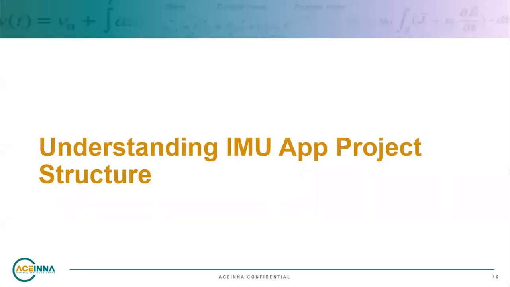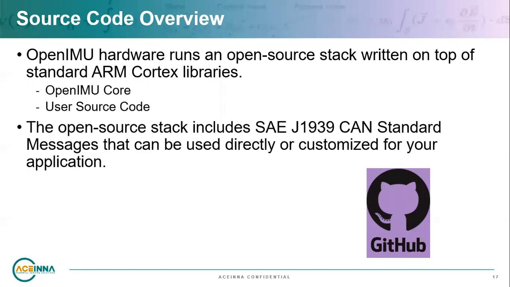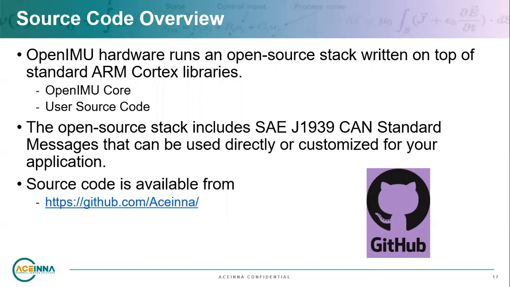So next is understanding the IMU project structure. Source code overview: OpenIMU hardware runs on OpenStack, which is written on top of standard ARM Cortex libraries. It consists of the OpenIMU core and the user source code. This open source stack includes SAE J1939 CAN standard messages that you can directly use or customize based on your application and needs. All the source code is available on the Aceinna GitHub.